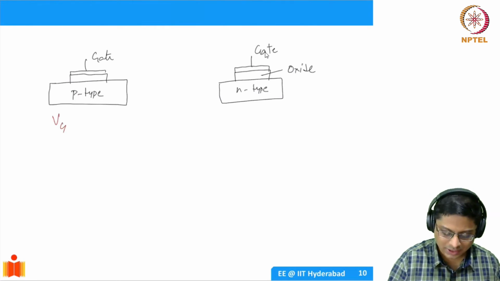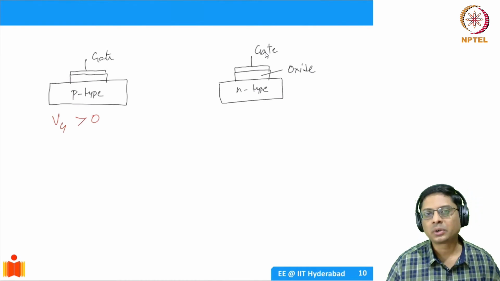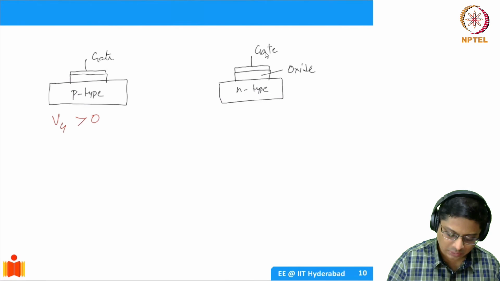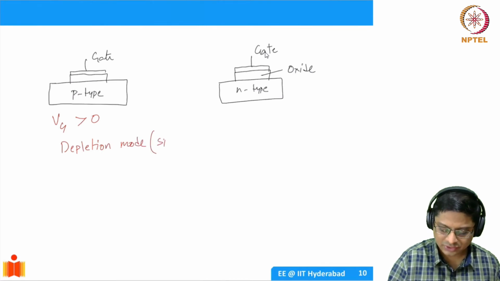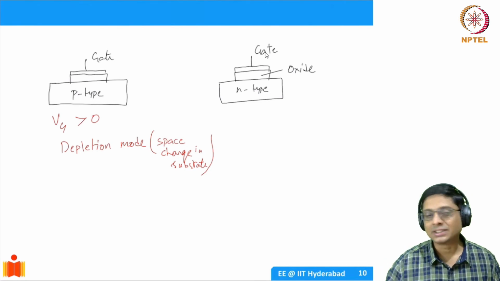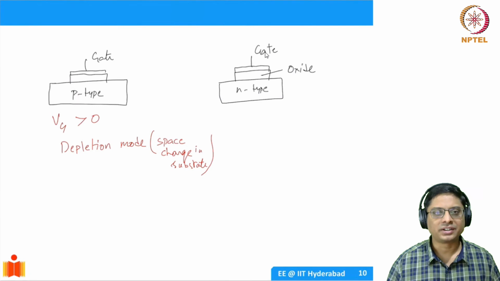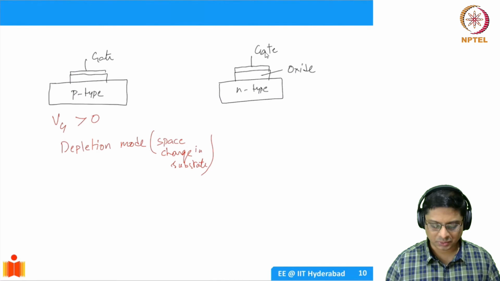If you apply gate voltage which is positive, greater than 0, then if you have a p-type substrate, you are going to drive holes away, and then you get to depletion regime, depletion mode, wherein you have space charge in the substrate. This is distributed over a certain distance. We are depleting the p-type semiconductor, and there will be a uniform doping, let's assume. Then you will have a charge profile which is distributed in the p-type semiconductor.